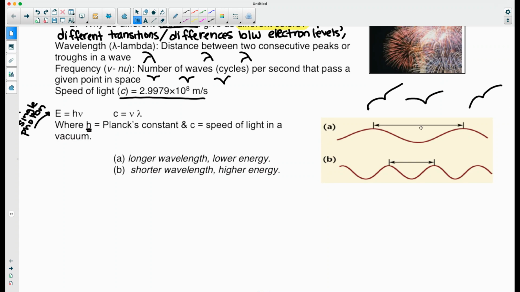And as we can see, this is our wavelength here, peak to peak or trough to trough. And in this case, the energy represented by wave B is actually higher energy because it has a shorter wavelength.